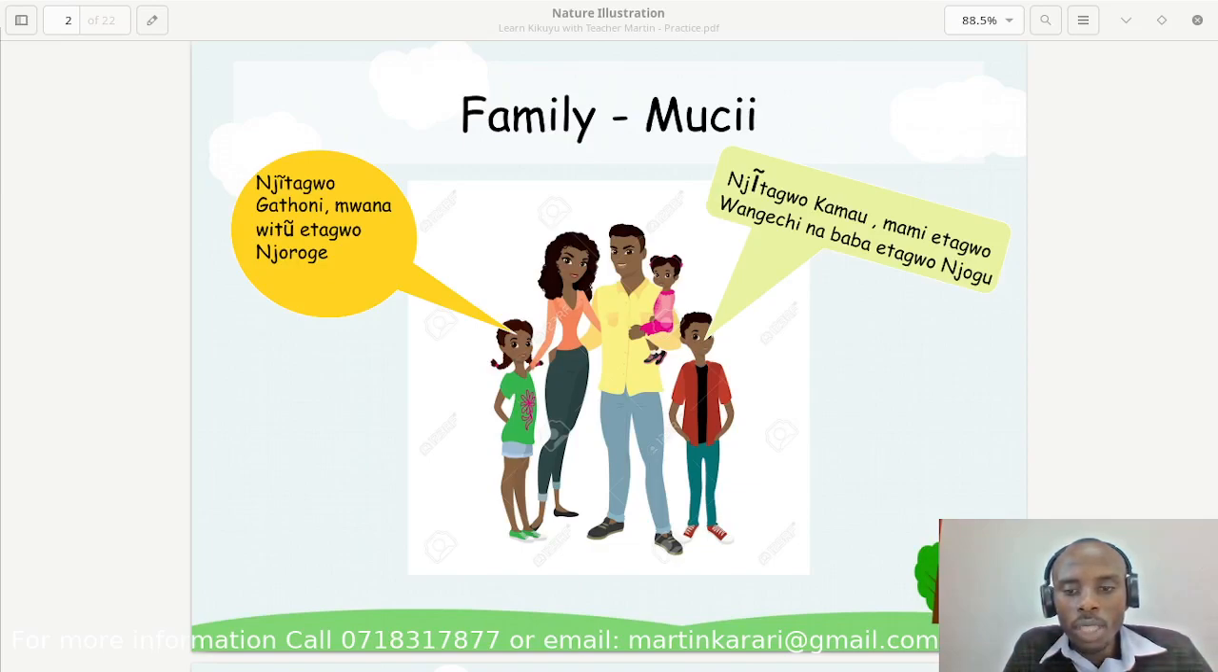And then we have the children. Children in Kikuyu are called Ciana. Ciana Ciakwa means my children. And then a baby is called Moana. And a brother is Moro wa Maito. That is my brother. And then Mware wa Maito, that is my sister.